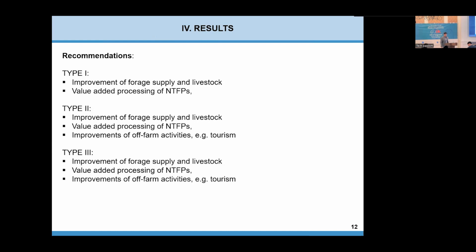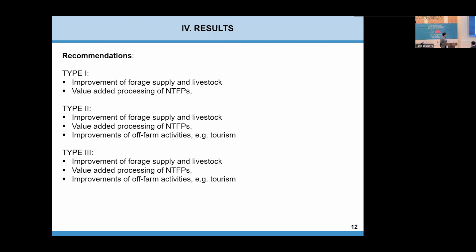So, based on our results, we made some recommendations. For all types of farming systems, improvement of forage supply and livestock is imperative in order to prevent overgrazing in forest land. In all farm types, the processing of non-timber forest products was not much developed. That's why value-added products could be one of the options to generate more income.